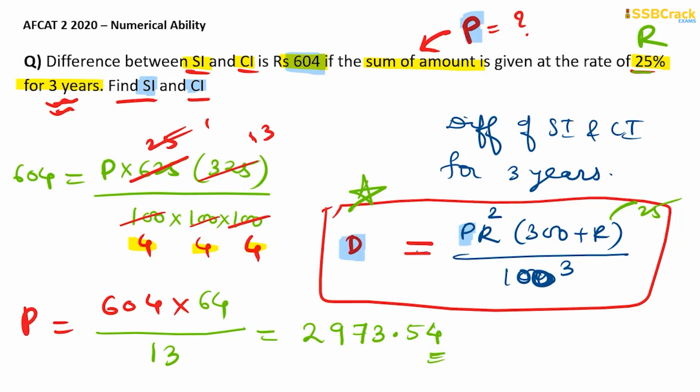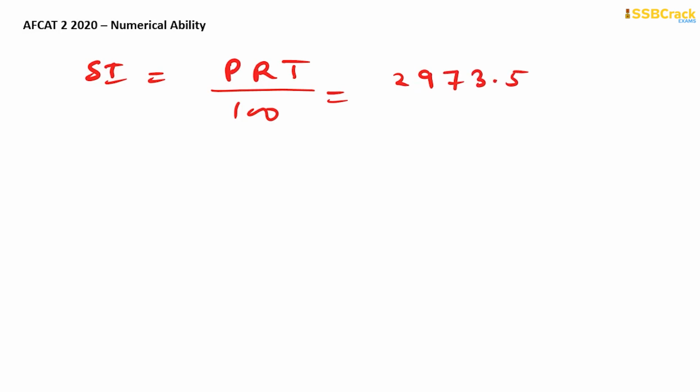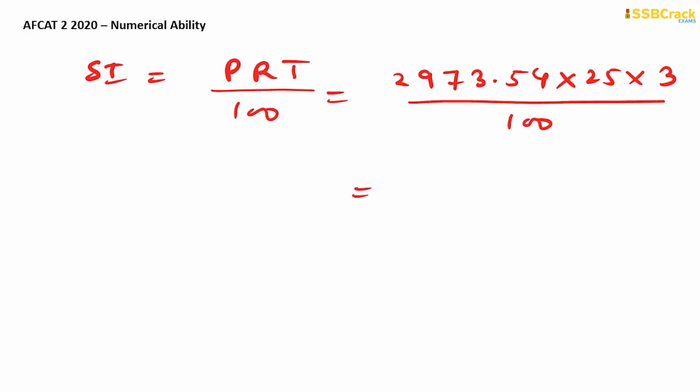But we were supposed to calculate the SI and CI. Then how do you approach? You shall calculate the SI first. SI formula you must know, I had discussed, it's PRT upon 100, wherein we know the principal now, 2973.54, right? And we know the rate of interest 25, and we know the time period, that is 3 years. This is divided by 100. Okay, so this answer comes out to be 2230.15 around. So this is the SI.